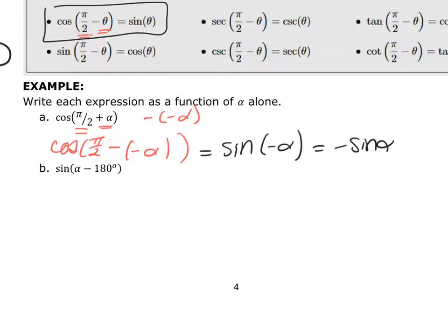Yes? So the question was, when I see pi over 2, or 90 degrees, plus an angle, can I write this as 90 degrees or pi over 2 minus the negative of that angle, because double negatives will make it positive? Yes, I absolutely can do that every time.